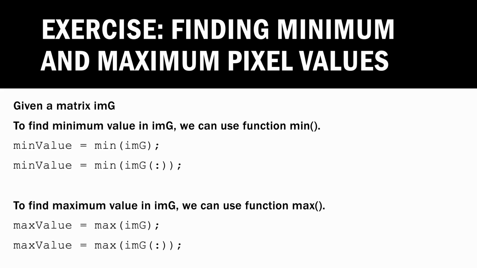To correctly find the overall minimum and maximum values, we need to convert the image matrix into a single column vector. In MATLAB, this is done by writing IMG(:) inside the parentheses. For example, min of IMG(:) gives the smallest pixel value in the whole image, and max of IMG(:) gives the largest pixel value.